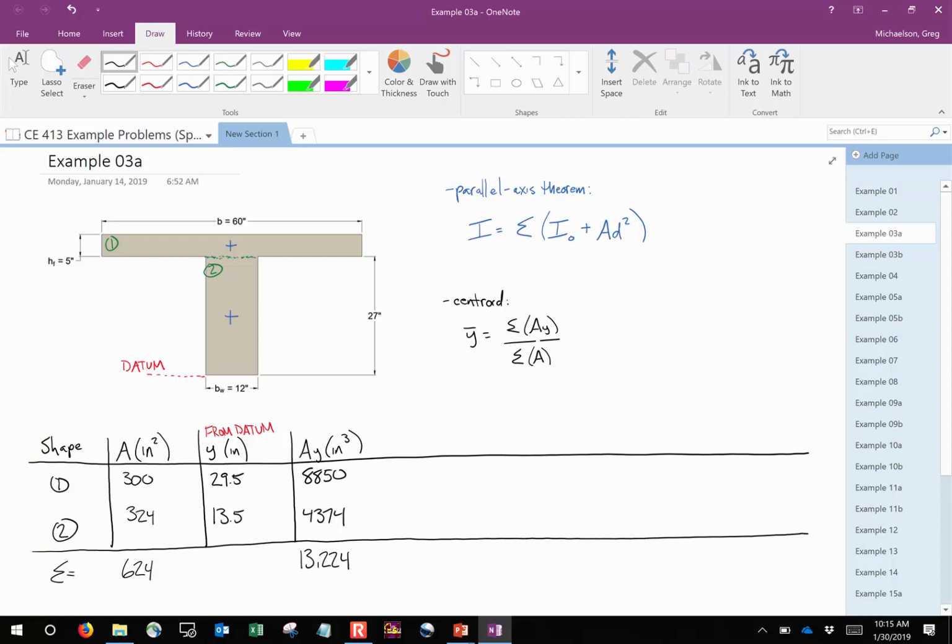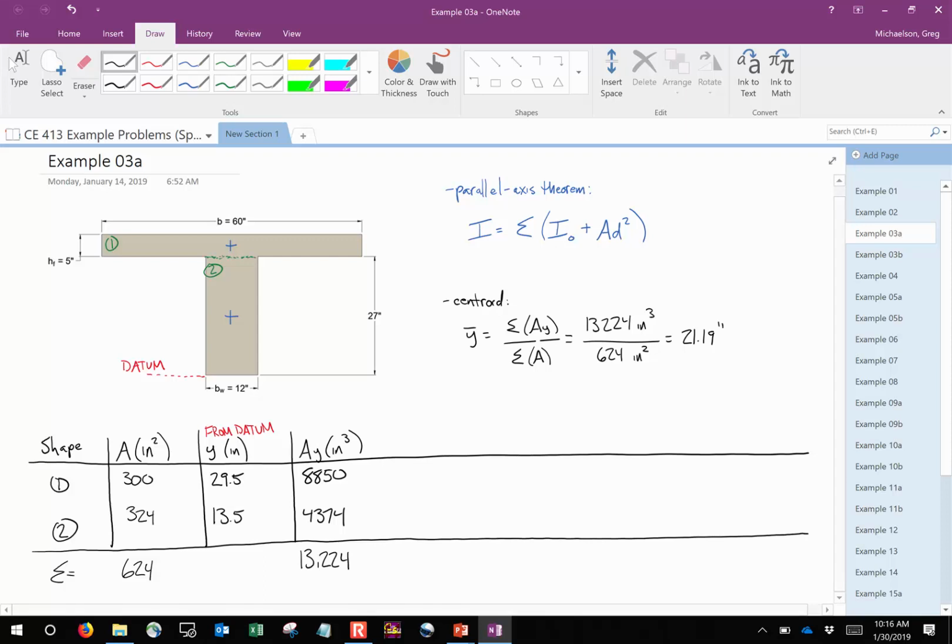So up here, what do we have? Sum of AY over sum of A. Just divide these two. And see, look at your units. That's 13,224 cubic inches divided by 624 square inches. So the answer is going to come out in inches, and it's going to be what? We'll say 2 decimal places, just to keep it simple. 21.19.